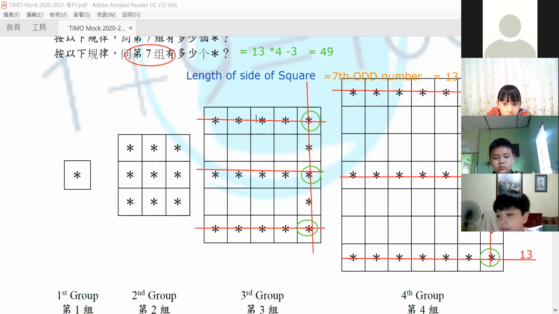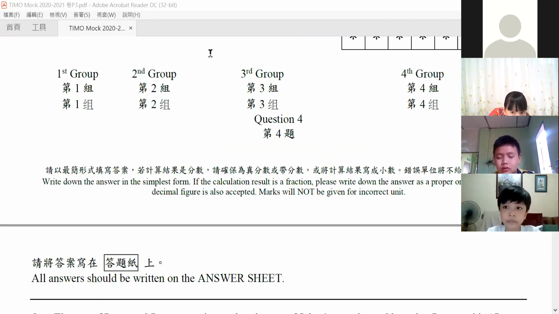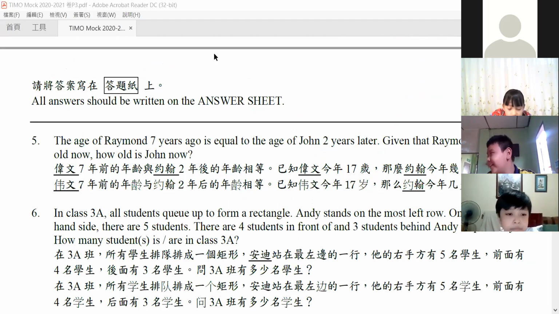Now let's go to question 5. Now we are just counting the pattern. If you are unsure about your answer, you can actually draw a graph. It takes a sketch paper to draw the graph out. It's very simple, so we will not be repeating it here. So let's go to our next question, which is question 5.